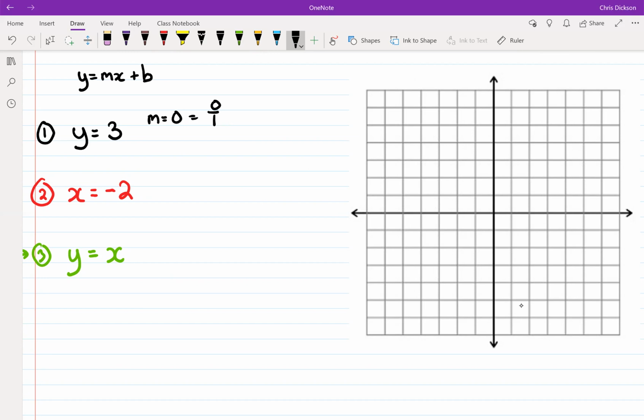And we also know that the b value would have to be 3 here. So I know there's a y-intercept at 3. And then I don't go up, but I go over. I don't go up, but I go over. And so that would be a line, I guess, right? That's horizontal? Yeah, it's a horizontal line.